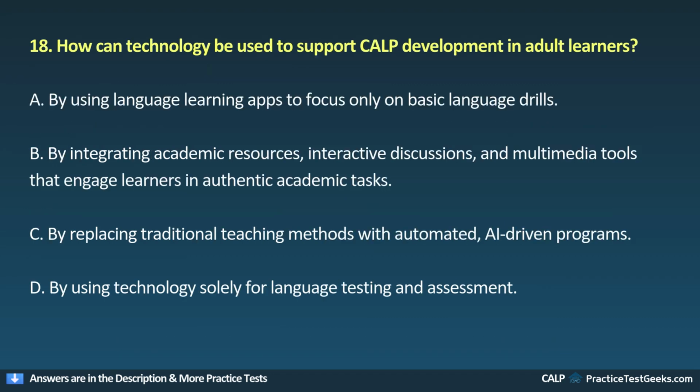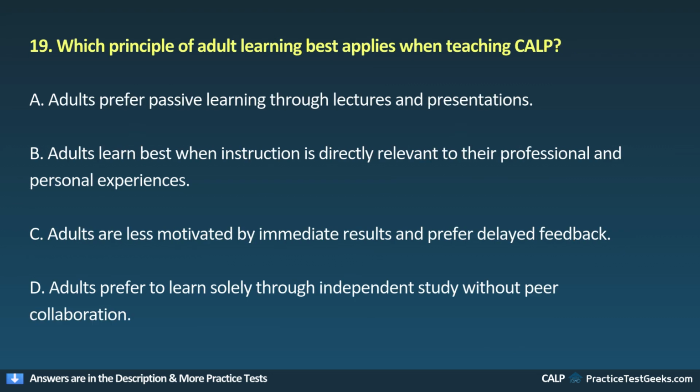18. How can technology be used to support CALP development in adult learners? A. By using language learning apps to focus only on basic language drills. B. By integrating academic resources, interactive discussions, and multimedia tools that engage learners in authentic academic tasks. C. By replacing traditional teaching methods with automated AI-driven programs. D. By using technology solely for language testing and assessment.